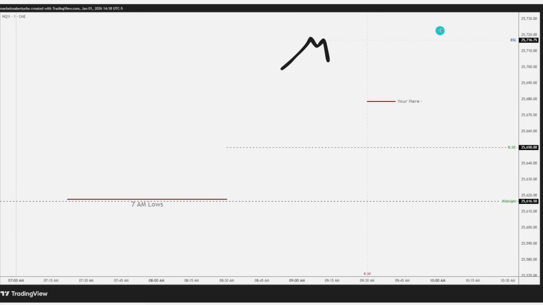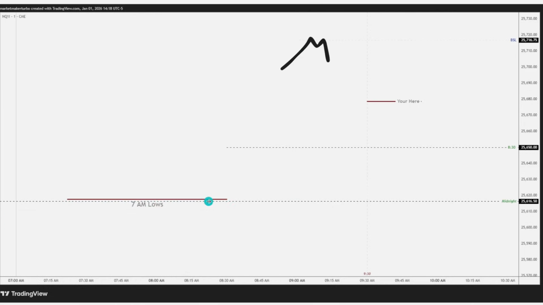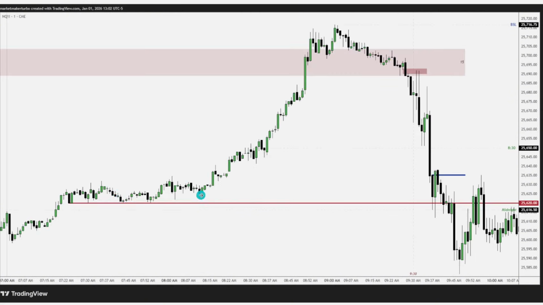There's no way you should be longing that. The expectation on something like this, you would want to target these lows and then maybe something beneath that. As you guys can see, the 7 a.m. lows are down here, right here, and right here.